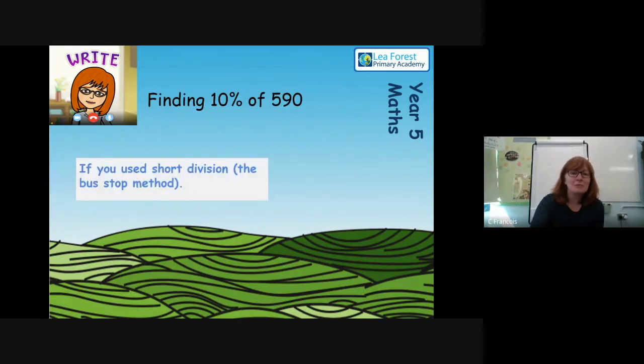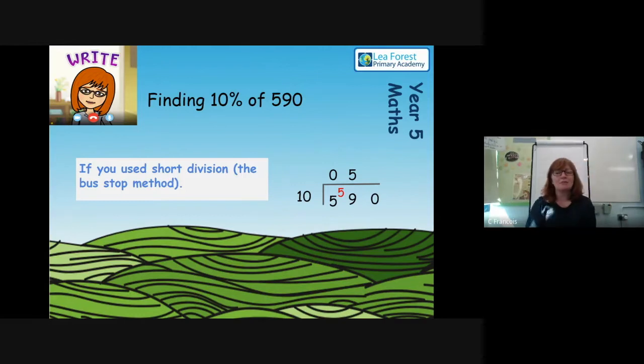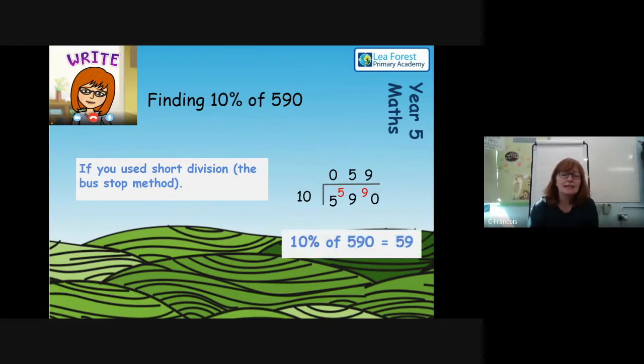So, and again, the bus shelter method. If you use the bus shelter method, it works exactly the same as it did in our previous example. 5 divided by 10 is 0. 59 divided by 10 is 5. The difference between 50 and 59 is 9. So I've got a remainder of 9. 90 divided by 10 is 9. So we have our answer, 10% of 590 is 59.